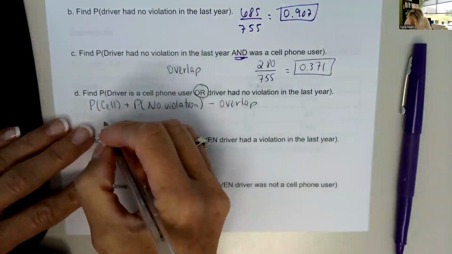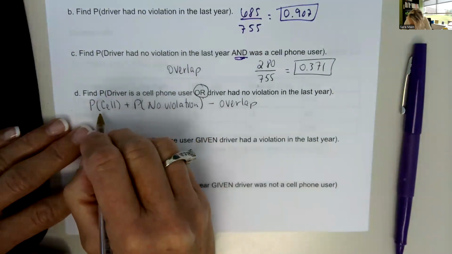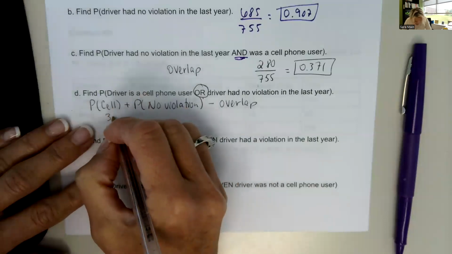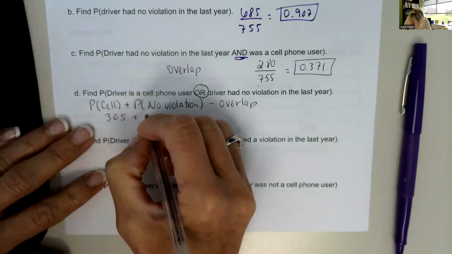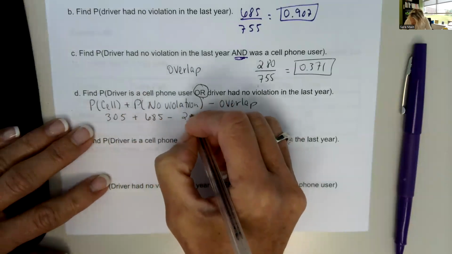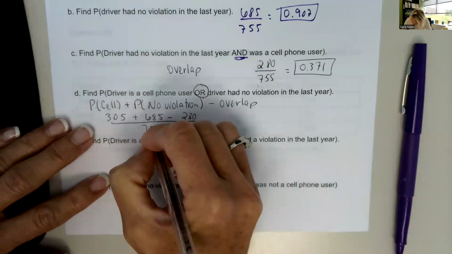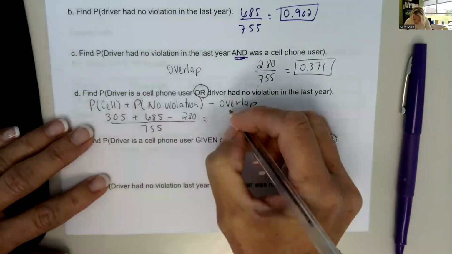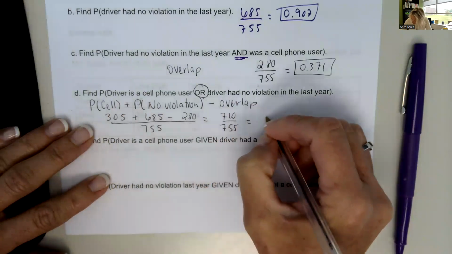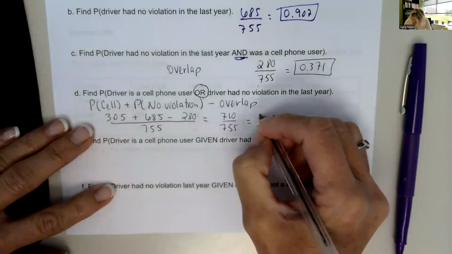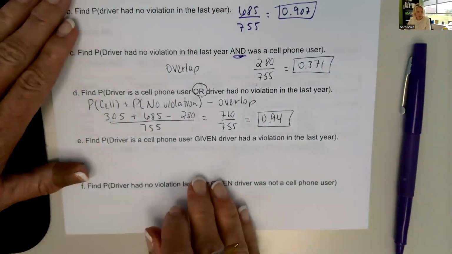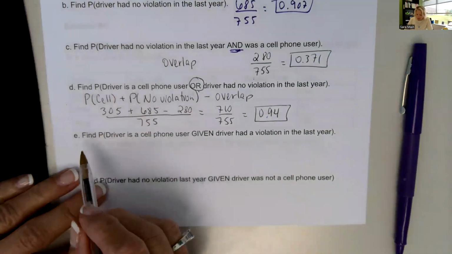So the cell phone is 305 plus the no speeding of 685, subtracting the overlap of 280, all out of 755, comes out to be 710 out of 755 equals 0.94. This is the addition rule.